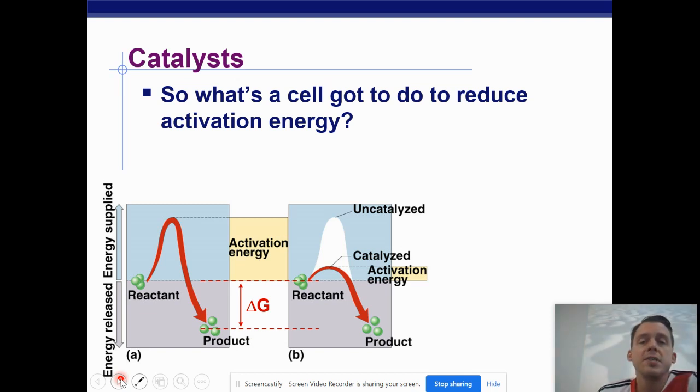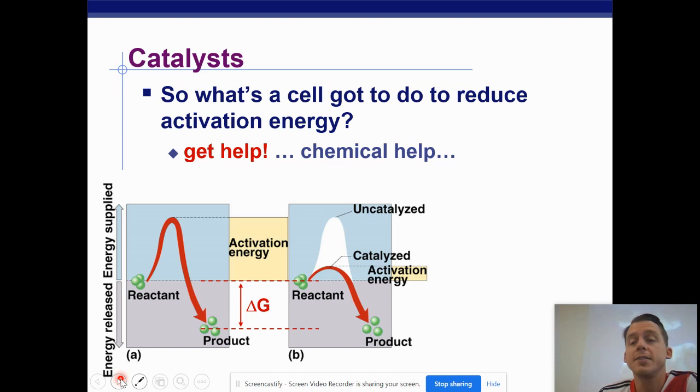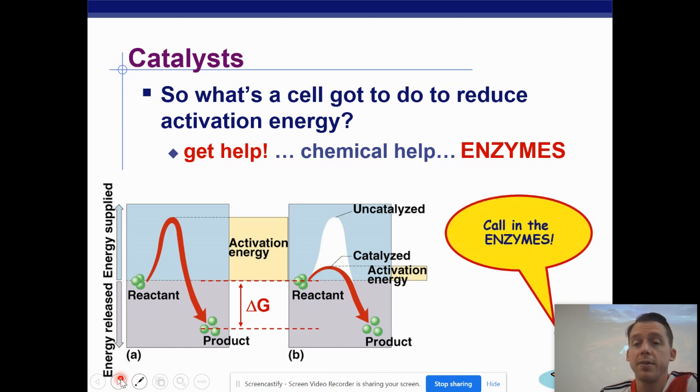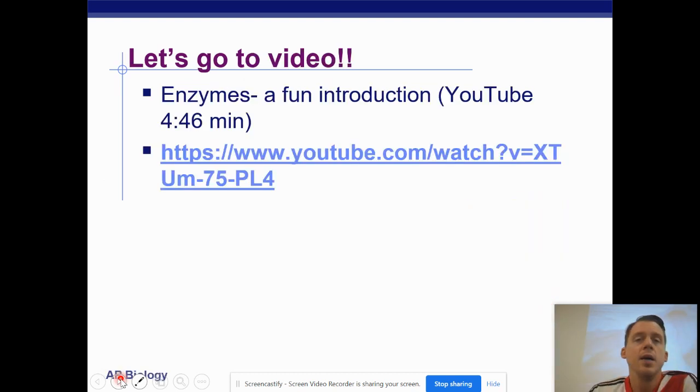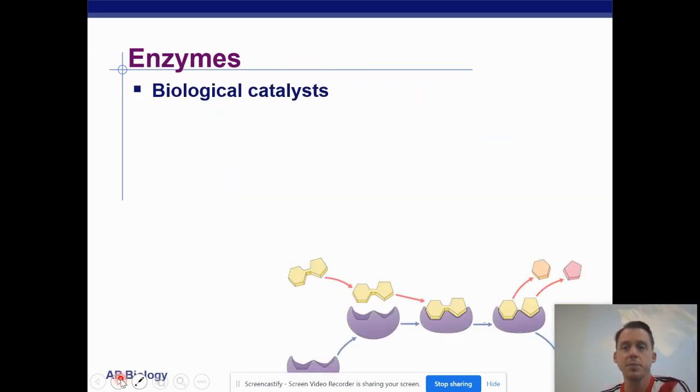So what does a cell need to do in order to reduce its activation energy? We need something special called an enzyme. These are biological catalysts. So we're going to watch a video. I'll post one to the topics page that is going to be an intro to enzymes. But basically, this is what an enzyme does.